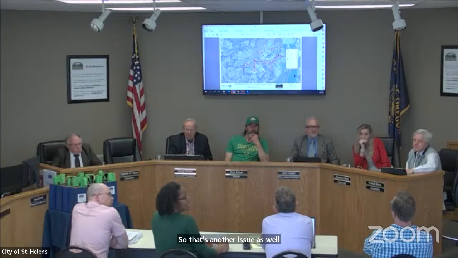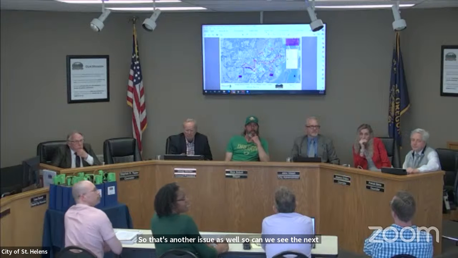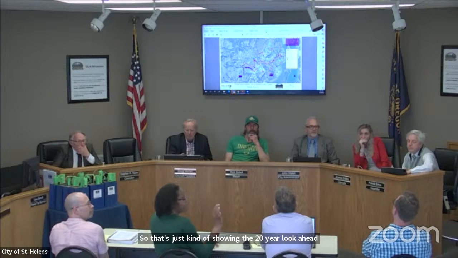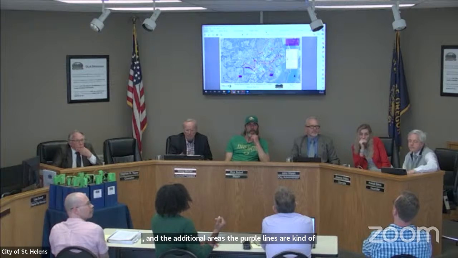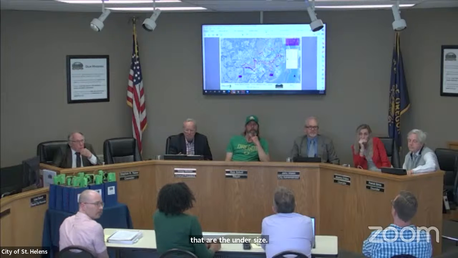Can we see the next slide? So that's just kind of showing the 20-year look ahead and the additional areas. The purple lines are showing the additional areas, in addition to what we just saw, that would also have capacity issues. We have 2 pump stations that would have to be replaced that are going to be undersized, and basically the entire line on Gable Road will be undersized in 20 years.